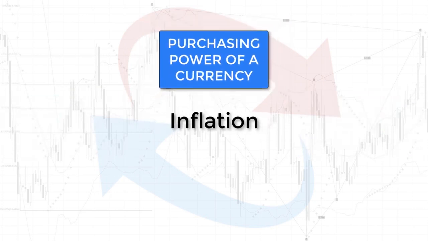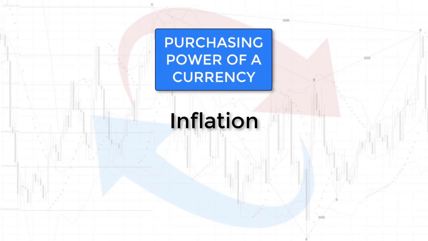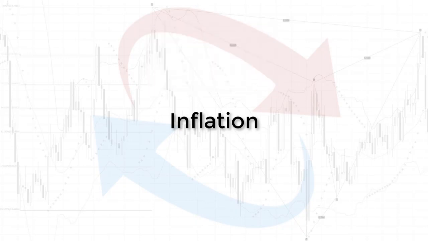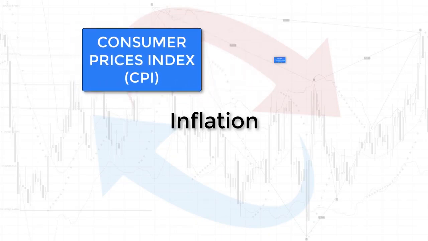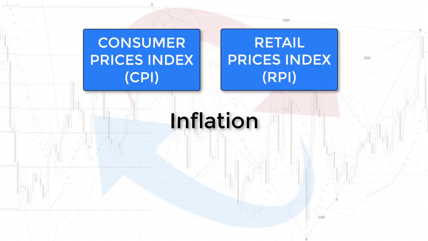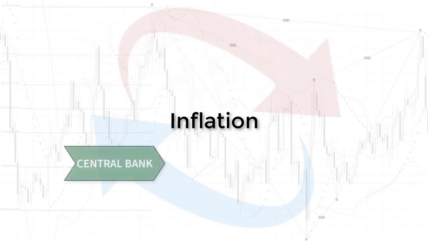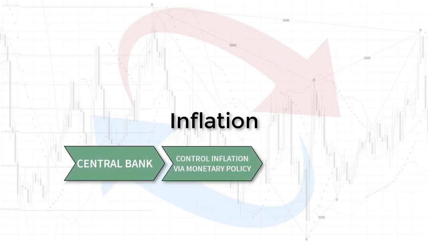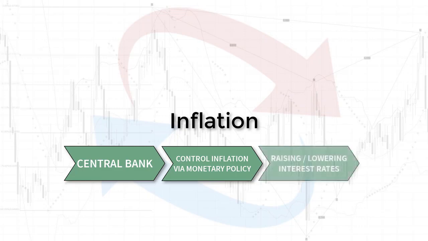Inflation is the purchasing power of a currency reflected as prices for goods and services. The two frequently quoted and most significant measures of inflation are the Consumer Prices Index and the Retail Price Index. A country's central bank is in charge of trying to control inflation via monetary policies. One of the primary tools central banks have to control economic growth and inflation is raising or lowering interest rates.